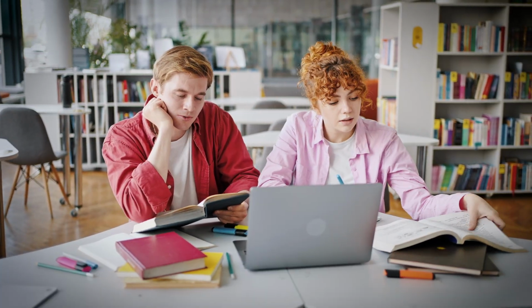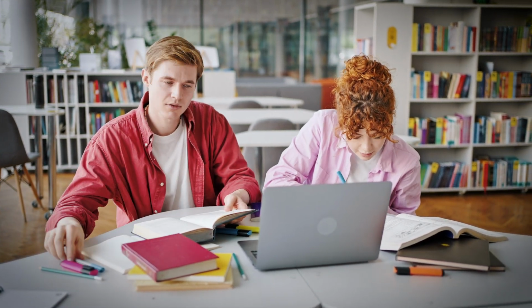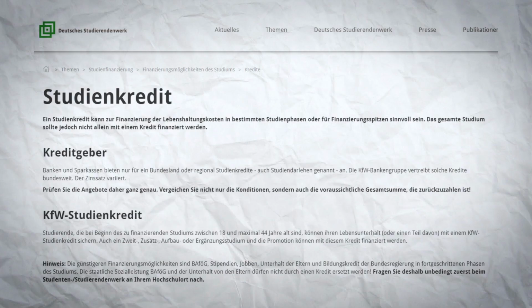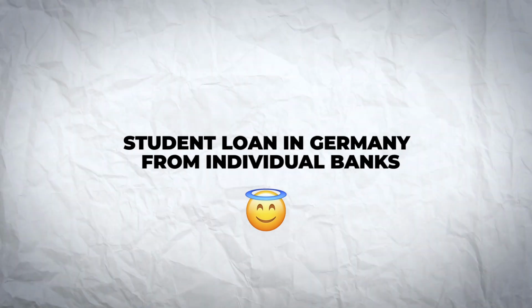Even though it may seem easier to qualify for this type of student loan, it's highly recommended reaching out to your university's student union to learn about the specific requirements they have in place. These requirements can vary between different states. If you have decided to apply for a student loan, you can visit the Student in Work's website to find out how to proceed. Student loan in Germany from individual banks.